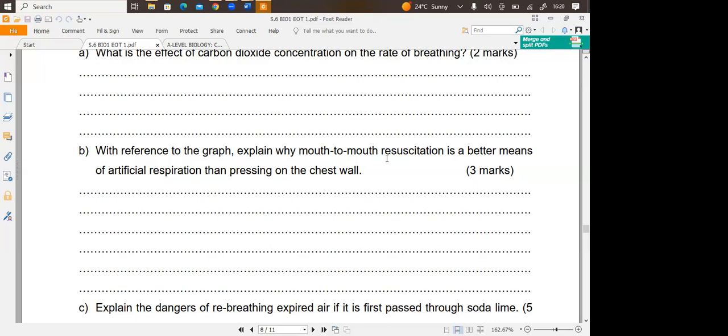And when the person wakes up and starts breathing rapidly, that is what you wanted, because you just wanted this person to breathe. So it means that mouth-to-mouth resuscitation enables the person to recover faster. Because when you're breathing into the person's mouth, you're breathing in air that contains a high concentration of carbon dioxide. And from the graph, it is shown that when you increase carbon dioxide concentration in the air, the rate of breathing increases. So that is what we are seeing there.